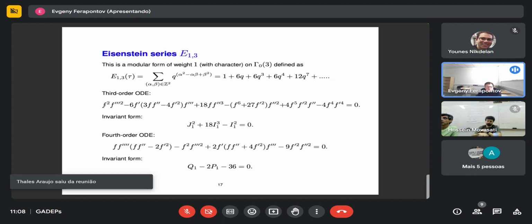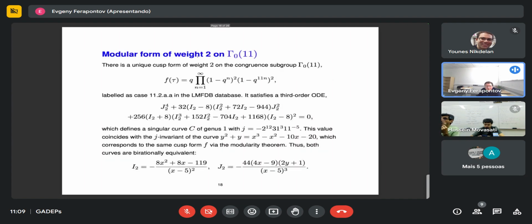It satisfies a third order ODE, which is here. Its invariant form is this, which is again a nodal rational cubic, right? Nodal cubic. And the fourth order ODE is this. And in terms of the invariants, it's just this relation. This index 1 indicates that E13 is a weight 1, level 3 modular form. Okay? Now, something more interesting.